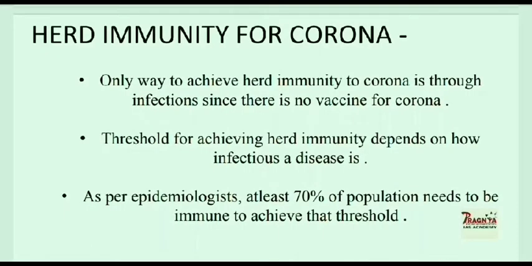Herd immunity for corona. Herd immunity can be achieved in two ways. The first way is through mass vaccinations and the second way is through infections. That is, when people contract a disease, they build up an immune response to it. As there isn't yet a vaccine for corona, the only way to achieve herd immunity is through the second way, that is through infections. The estimated herd immunity threshold for corona is 60 to 70%. That means 60 to 70% of a population needs to be immunized to achieve herd immunity.